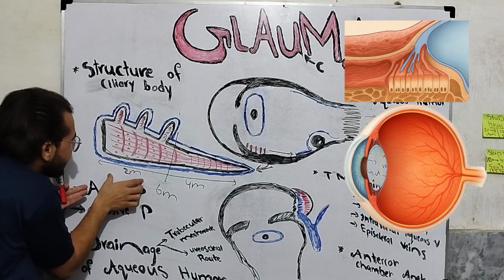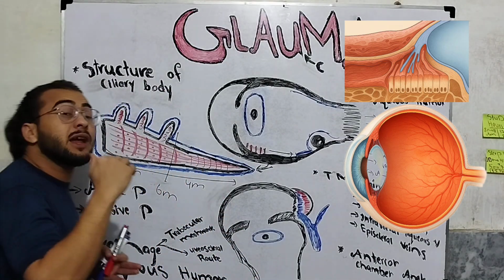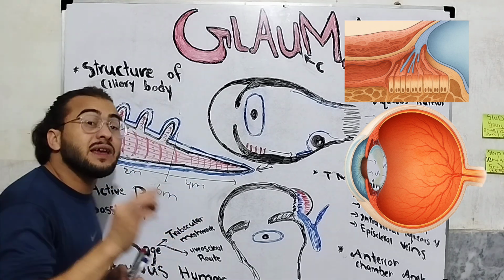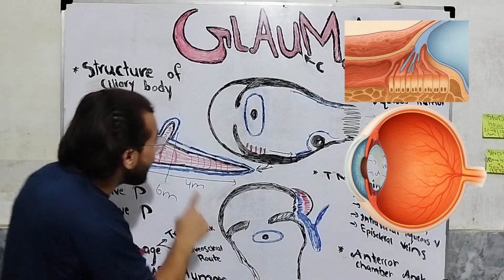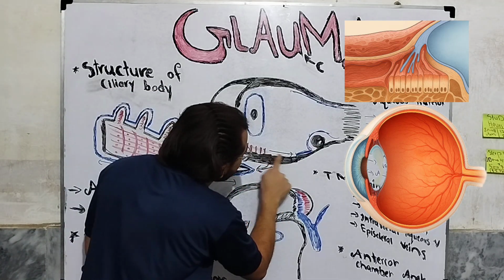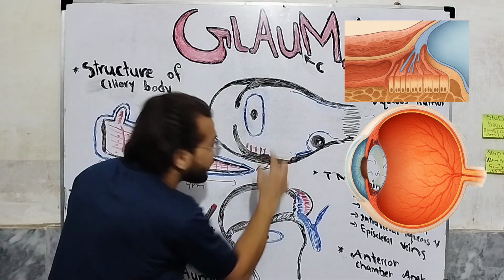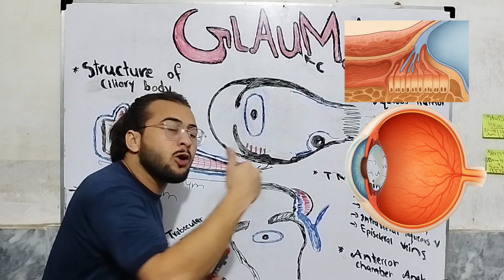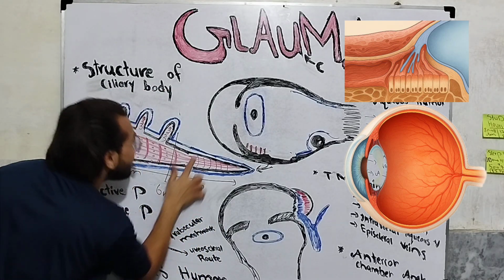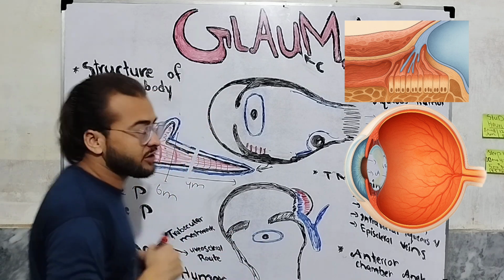So we have the anterior 2 mm pars plicata. It is a thick and vascular portion which has these ciliary processes. The posterior 4 mm is a thin and relatively avascular structure called the pars plana. Its importance is that during operations we enter the posterior chamber through this pars plana part, because it is a relatively avascular structure.